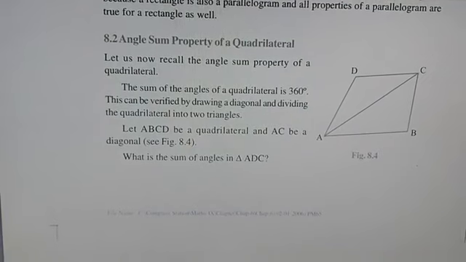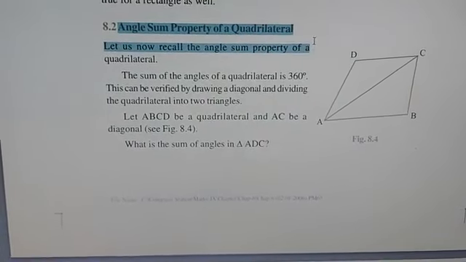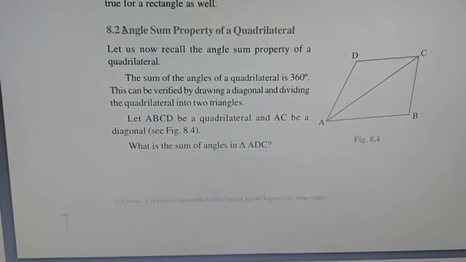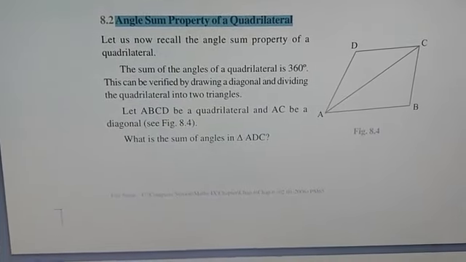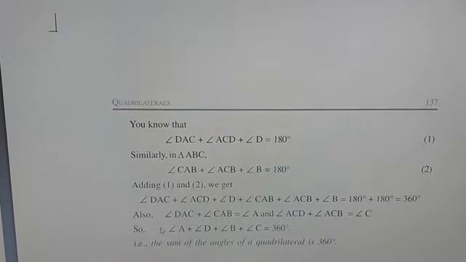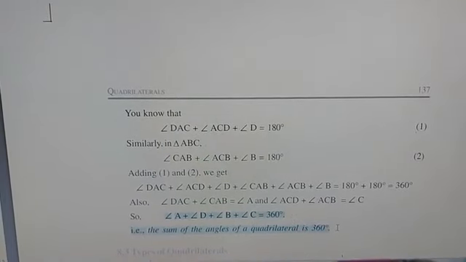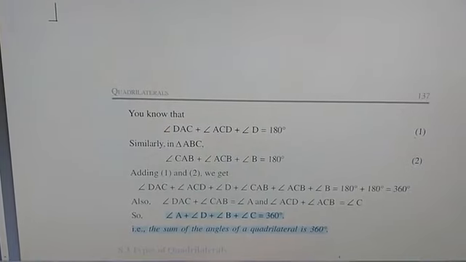Mark this heading: angle sum property of a quadrilateral. Draw this figure and write this answer. Directly write angle A plus B plus C plus D equals 360. That is, the sum of all the angles of a quadrilateral is 360.